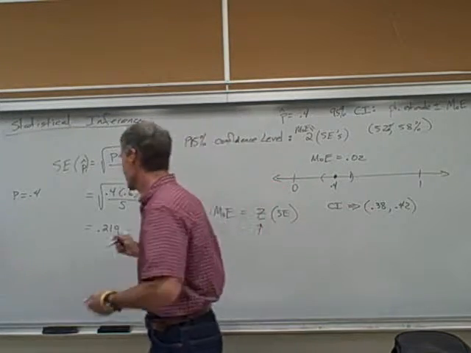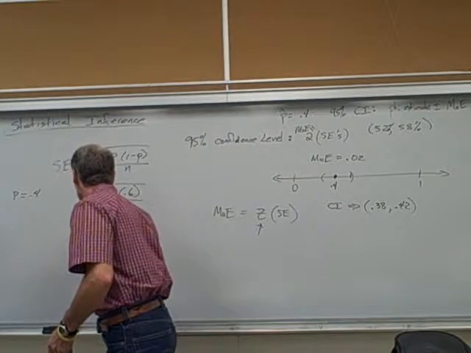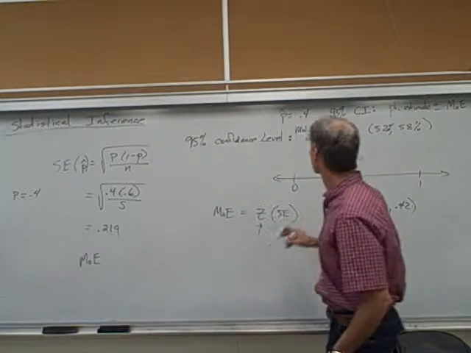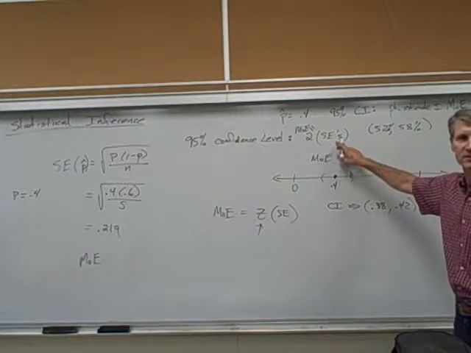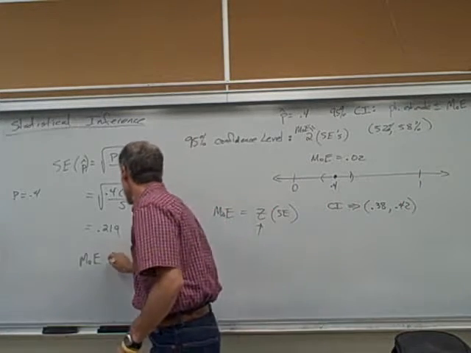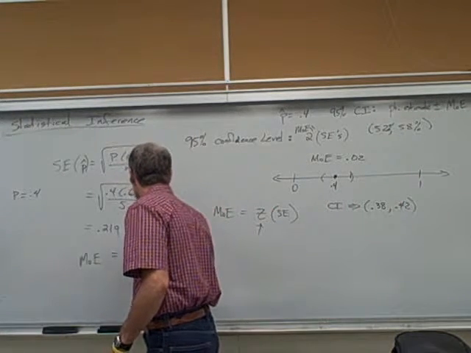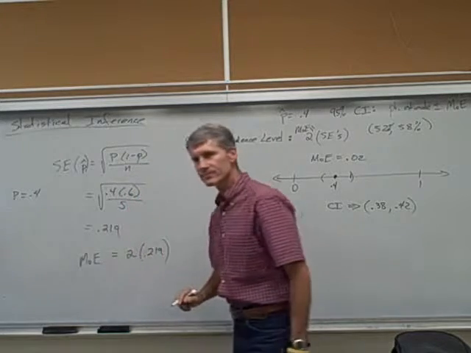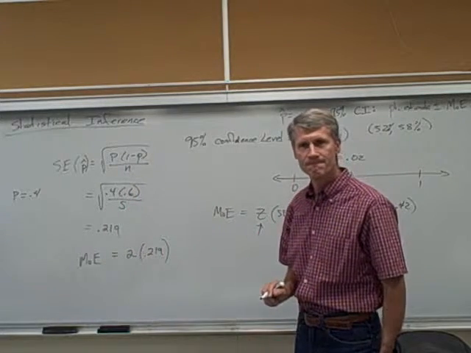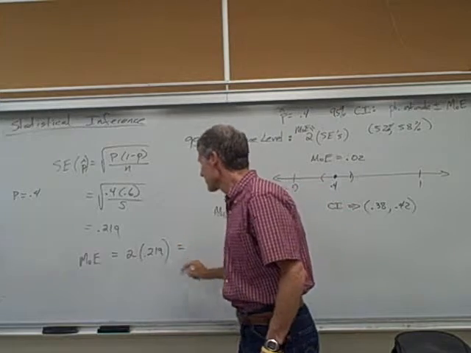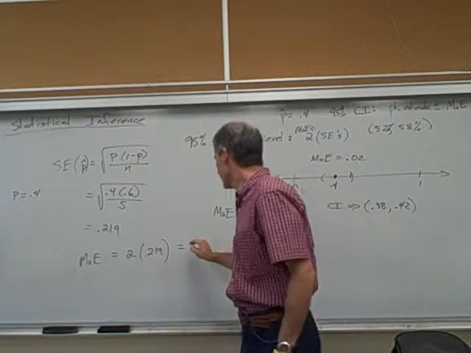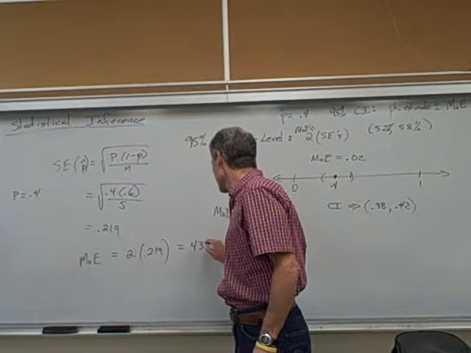What's my margin of error going to be? For 95% confidence, 2 of those standard errors. So what's 2 of those? 0.438.